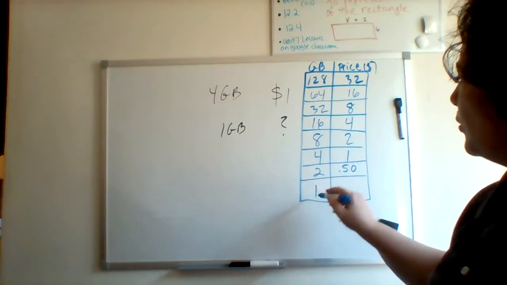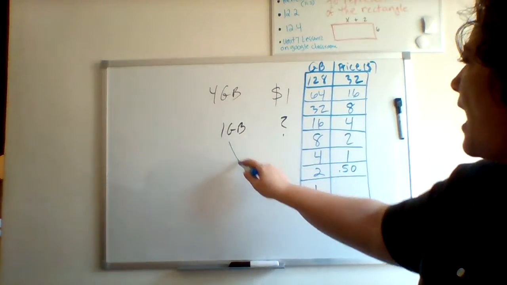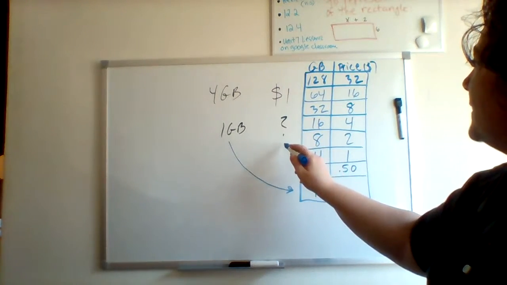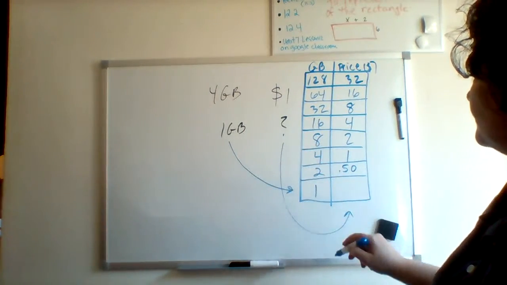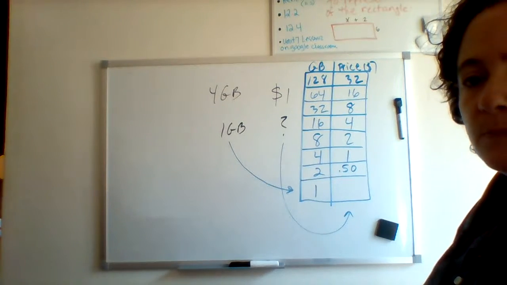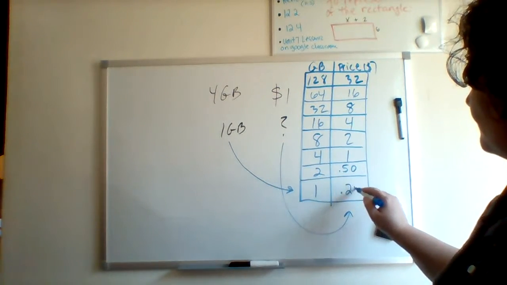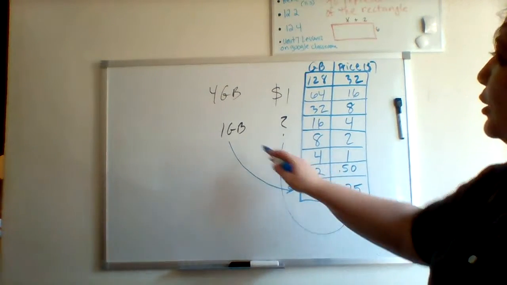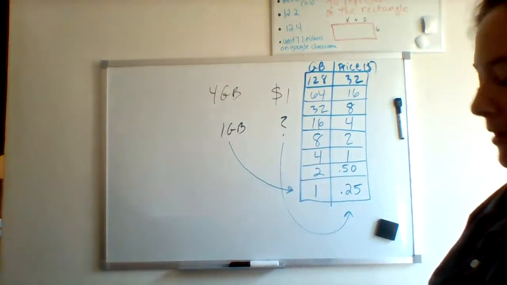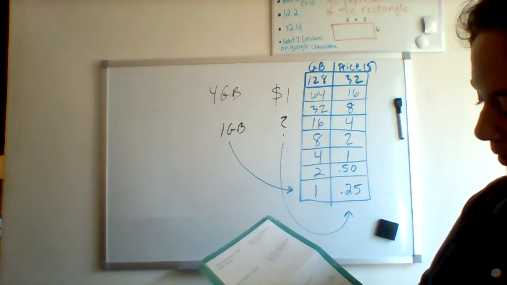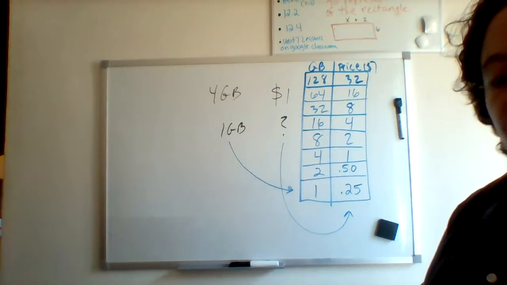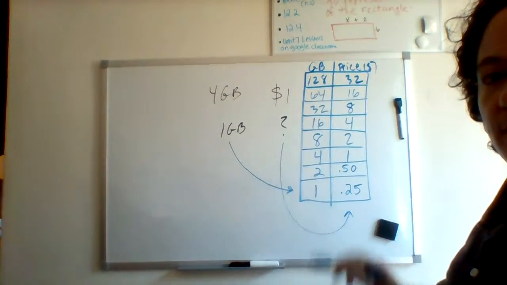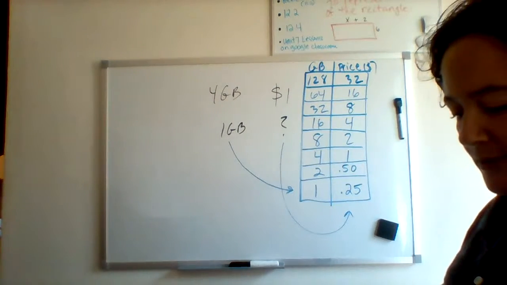Half of 2, we finally got there. We finally got to 1 gigabyte. So what's the answer? What's half of 50 cents? Nice job. So now we answered the question mark, and that one was for number 2. Number 2 asks you, how much does 1 gigabyte cost? It costs 25 cents. 1 gigabyte costs 25 cents.